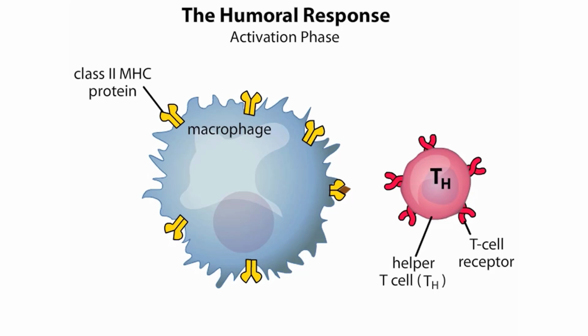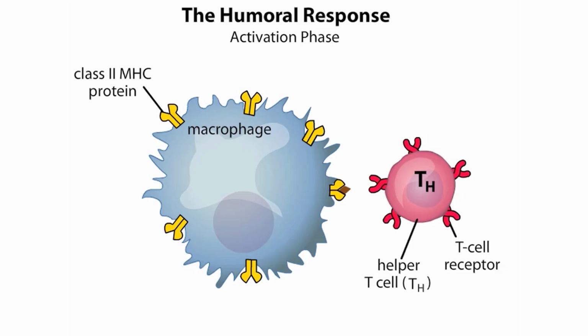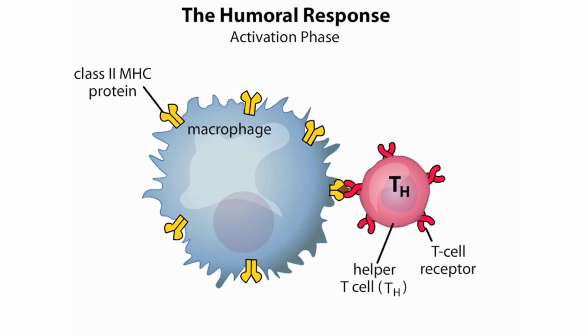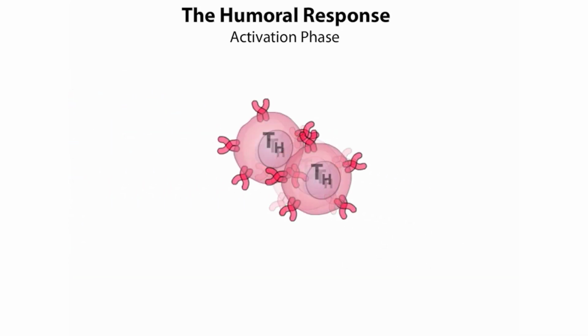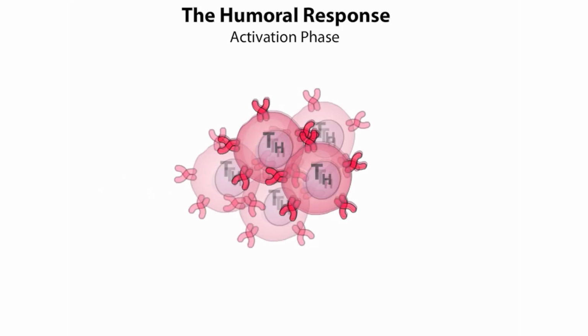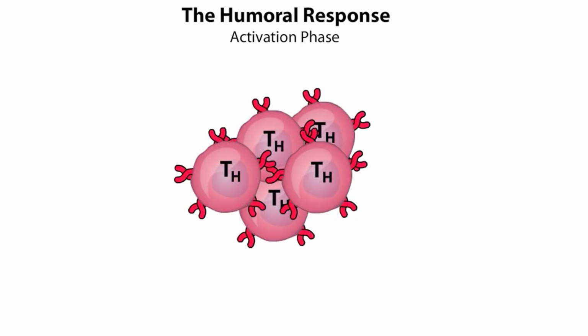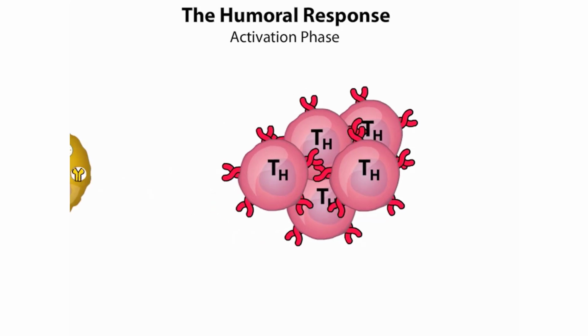This helper T cell has T cell receptors that can bind to both the class II MHC protein and this particular presented antigen. This binding triggers the macrophage to release the cytokine interleukin-1, which activates the helper T cell. The activated helper T cell now releases its own cytokines, which stimulate the cell to proliferate. The cell proliferates to form a clone of helper T cells, all with the same T cell receptors. These receptors are specific for the antigenic determinant of the original processed antigen.